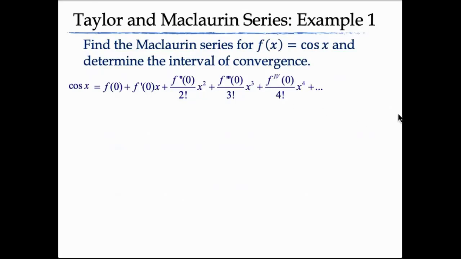Now, some of you guys might be wondering, how is this different than just a power series? Like, what's the difference between a Maclaurin and a Taylor series versus a power series? In our power series, our coefficient was just a sub n. So the first one was a sub 0, the second one was a sub 1, the third one was a sub 2, the fourth one was a sub 3.